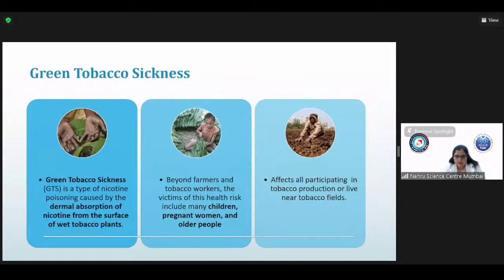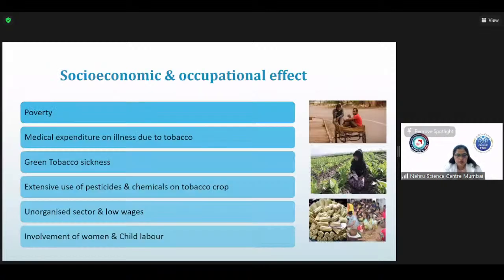Green tobacco sickness is the dermal absorption of nicotine from the surface of wet tobacco plants among those who are involved in tobacco cultivation. The individuals who consume this face poverty, medical expenditure on illnesses, green tobacco sickness syndrome, extensive use of pesticides on tobacco crop, and exploitation of cheap child labor in this unorganized sector, which makes tobacco a multi-pronged issue.